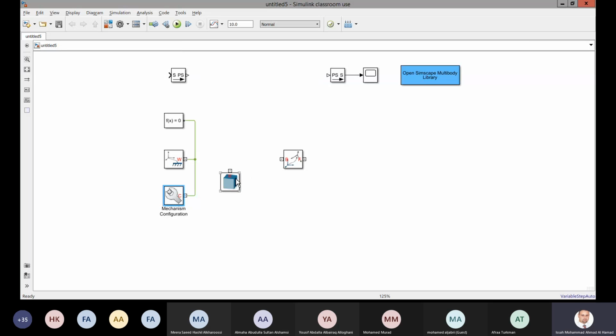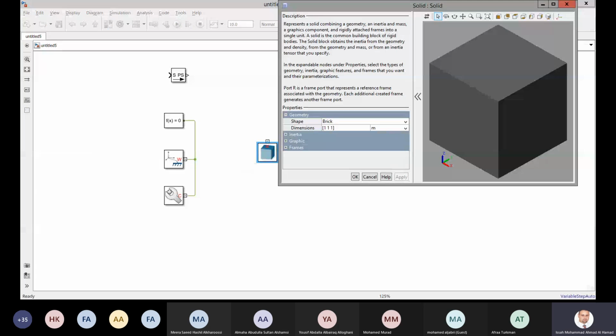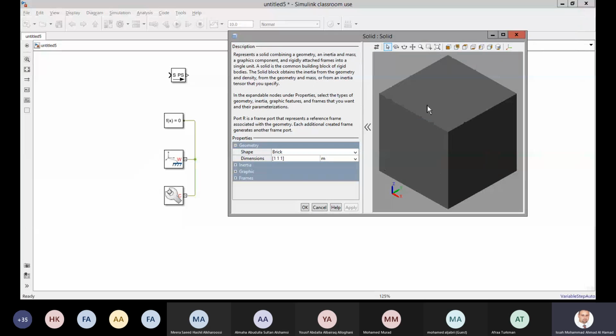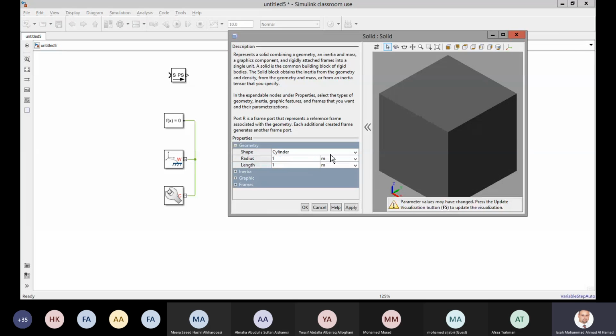Okay, for this block, we'll leave it a bit later. For this block here, this is the properties of the mass. Now we have a mass of 0.5 kg and it has a certain dimension. We are not concerned about the dimension. If you double click here, this will give you the shape and the mass properties. You can select any shape you like. If there is no certain shape, you can select cylinder. You can select any other shape.